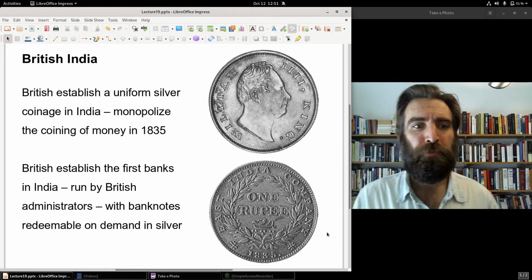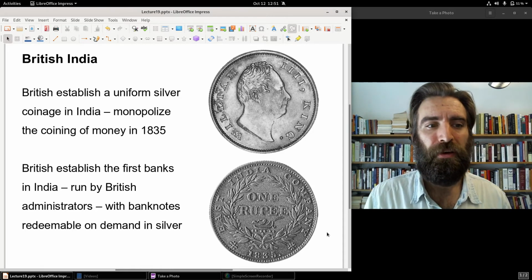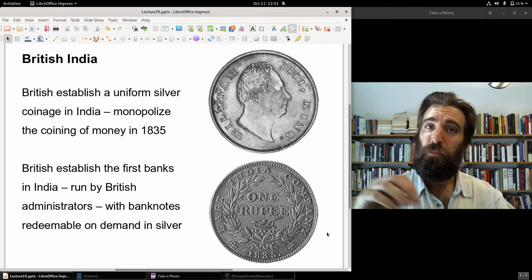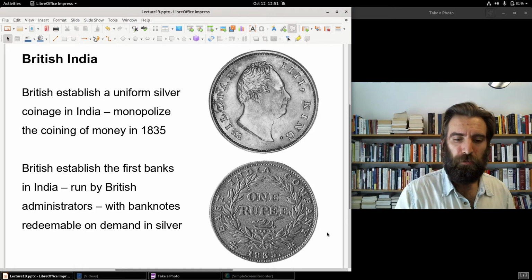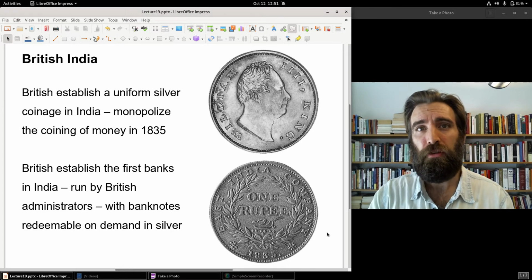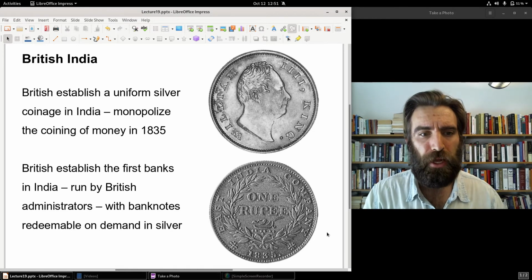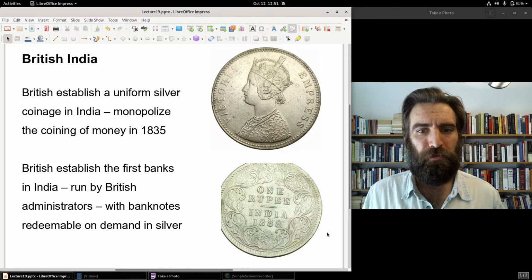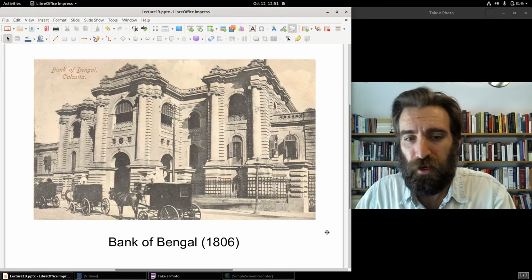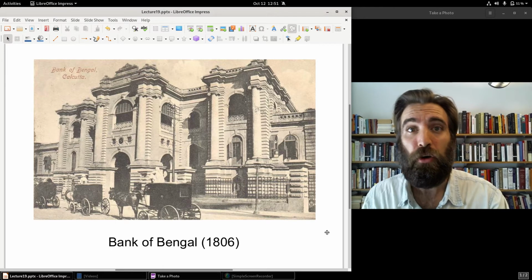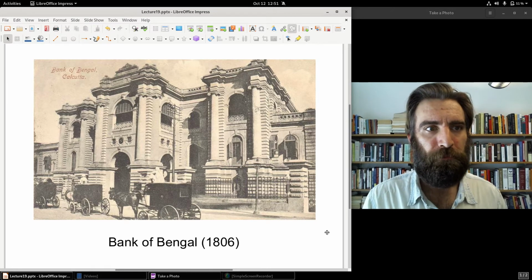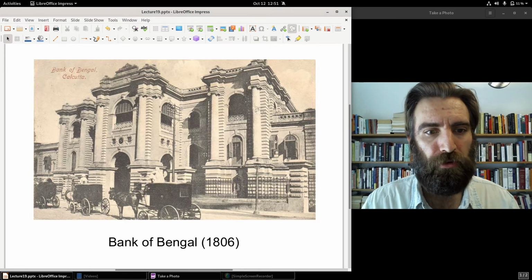And also, the first banks are founded in India around this time, in the early 19th century. These banks are run by British administrators, not Indian administrators, although they might have some lower level management positions or clerks filled by Indians. But the first of these banks is the Bank of Bengal in 1806. Actually, the original name was the Bank of Calcutta, and then they renamed it 3 years later to the Bank of Bengal, with its headquarters in Calcutta.